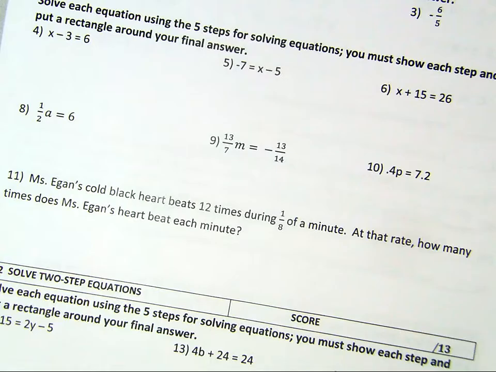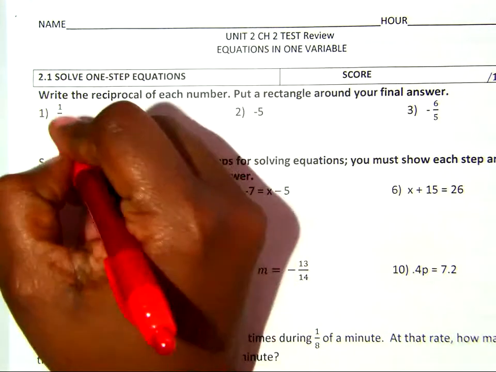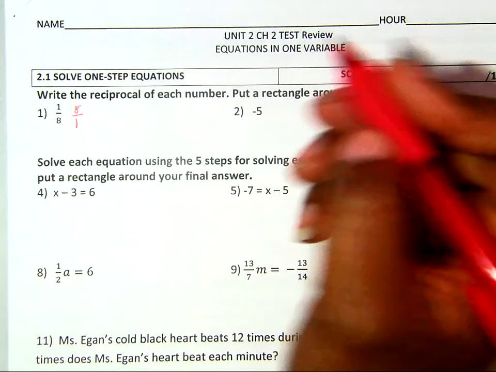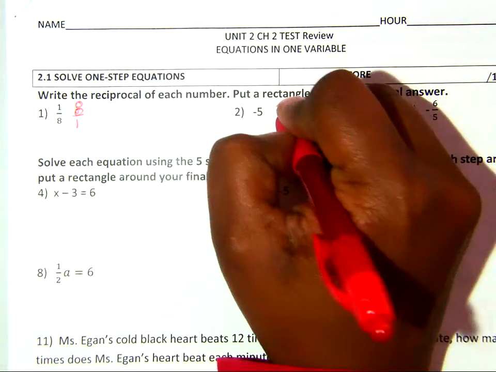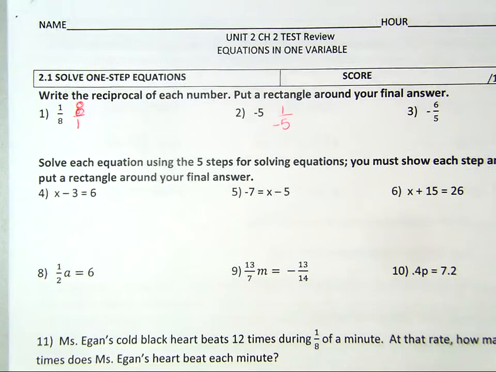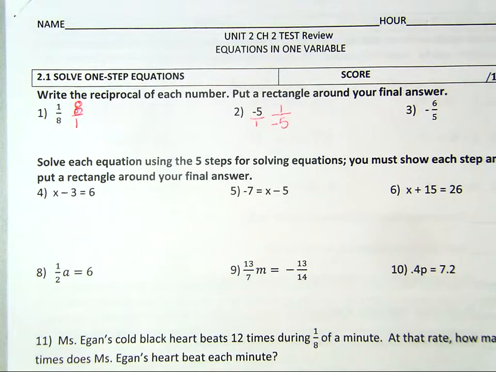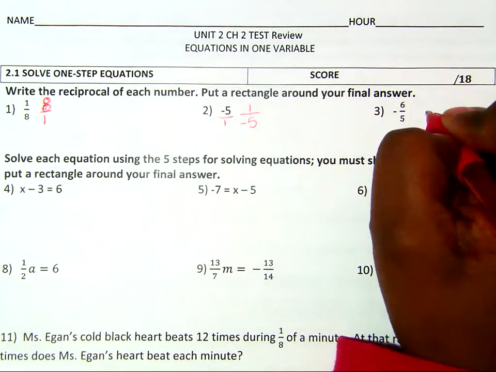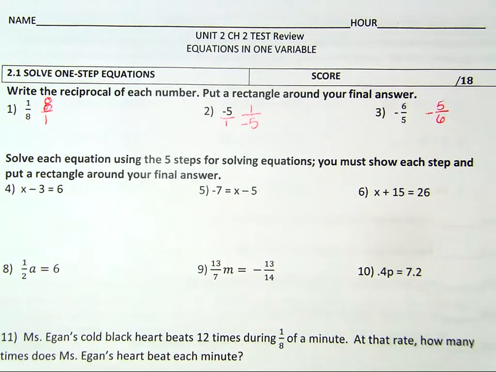So, if I look here, this is nice and easy. 1 over 8, reciprocal is 8 over 1. Or you could just write 8. Negative 5, the reciprocal is 1 over negative 5. Yes, all I did was flip them. And if there's no number there, I can write that as a fraction, like that. Reciprocal of negative 6 over 5, all I got to do is flip it. That's it. Those are done.